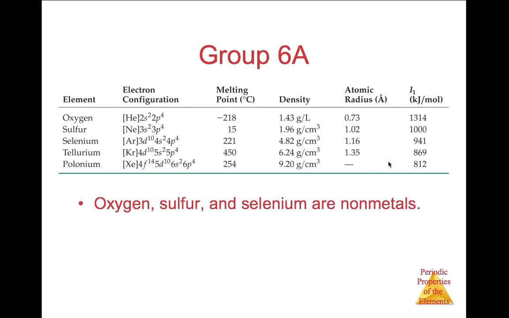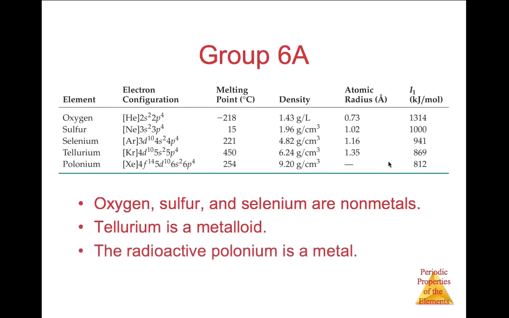Group 6, let's talk about the oxygen group. Oxygen, sulfur, and selenium are nonmetals, whereas tellurium is a metalloid and radioactive polonium is a metal. Notice the transition from pure nonmetals, like oxygen, to one that's a metal, polonium.